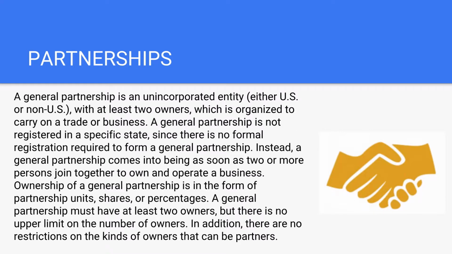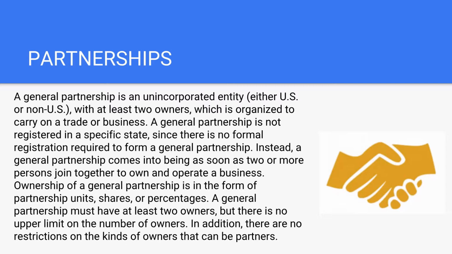Partnerships now. So we're going to talk about partnerships, another legal entity you may consider, and this is really just essentially a business with 2 individuals. And a general partnership is an unincorporated entity, either U.S. or non-U.S., with at least 2 owners. So you have to have at least 2 owners, which is organized to carry on a trade or business.